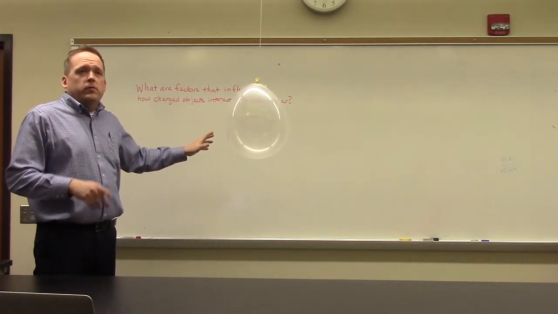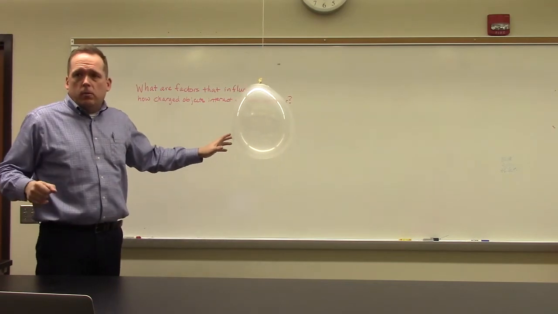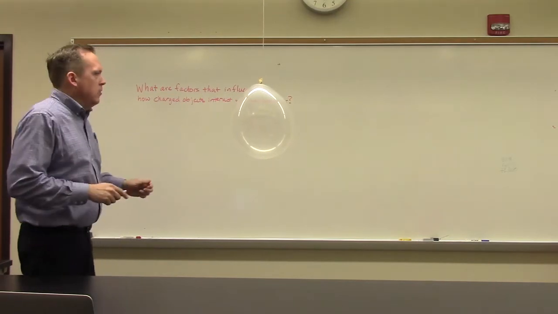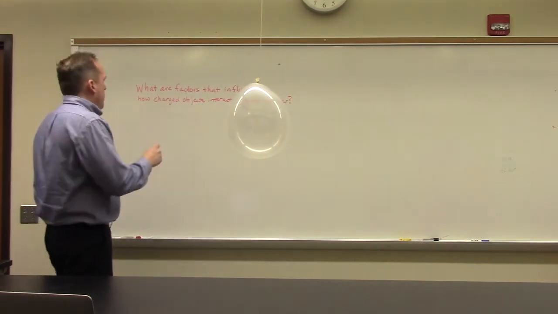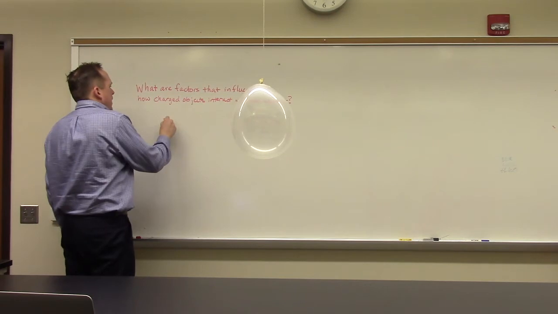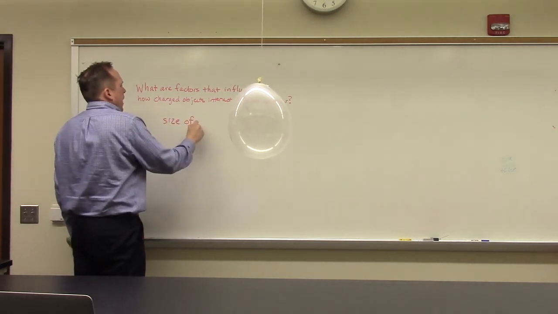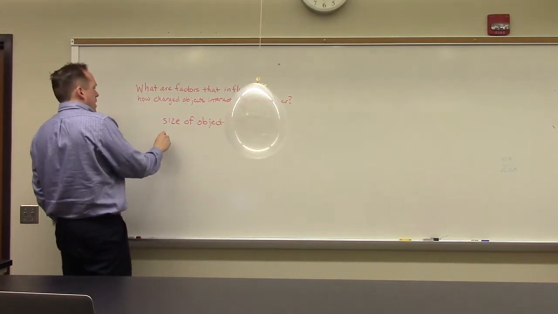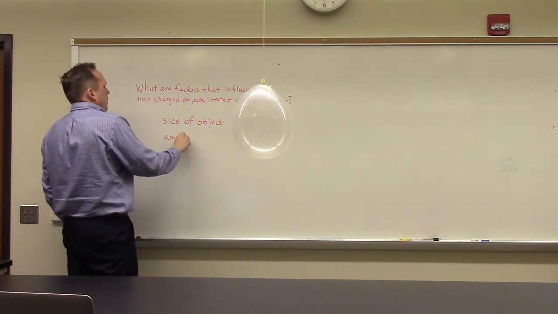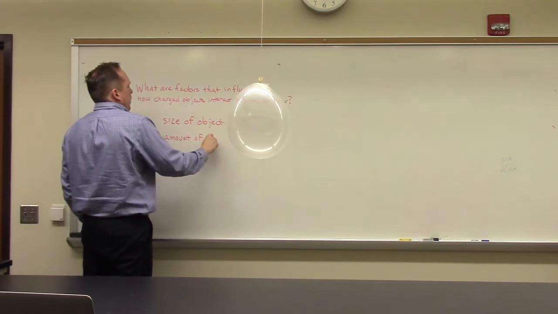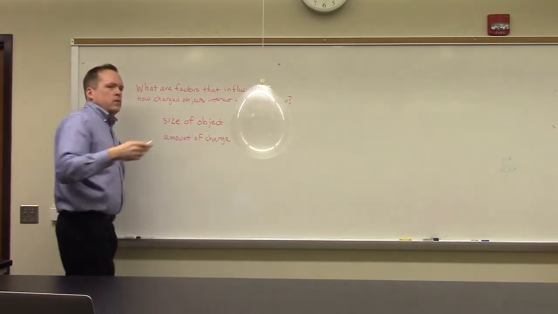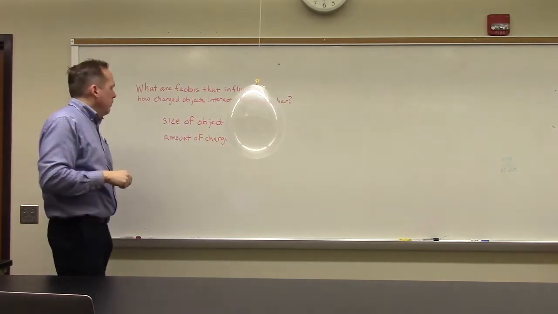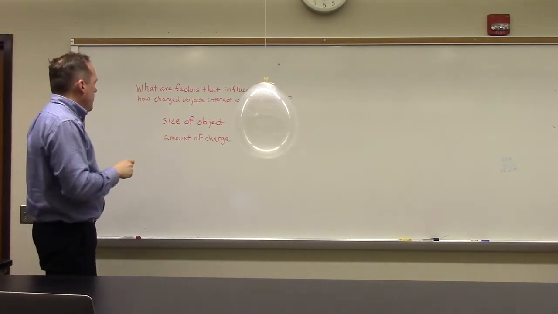At this point, as an instructor, I'm calling on people in the class who come up with various ideas, and there's no bad ideas at this stage. Somebody might say the size of the object that is charged. So I'm going to jot that down. Somebody else might say the amount of charge that I put on something. I could rub the balloon once across my head versus 20 times, and that should make the amount of charge on it a little bit different.